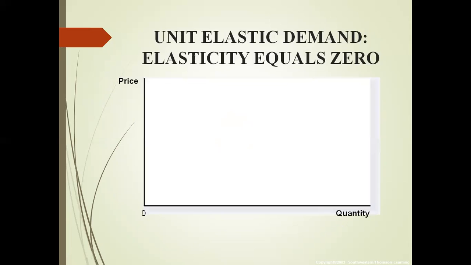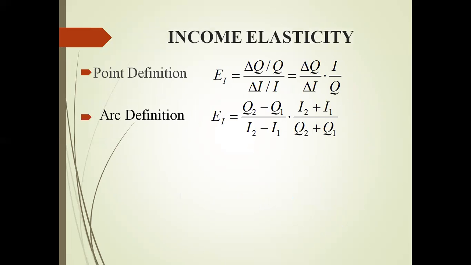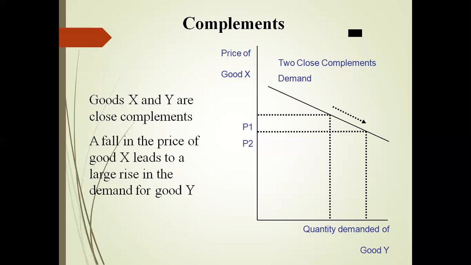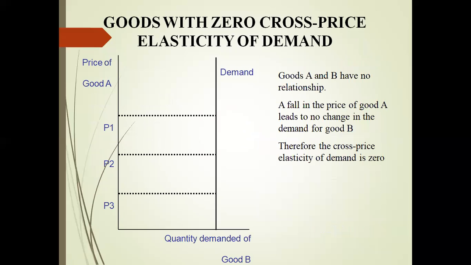So the formula will be the same, only the prices we take for the y commodity and the quantity demanded we take for the x commodity. That's why the name is cross, meaning we are calculating the change in prices and quantity of some other products.